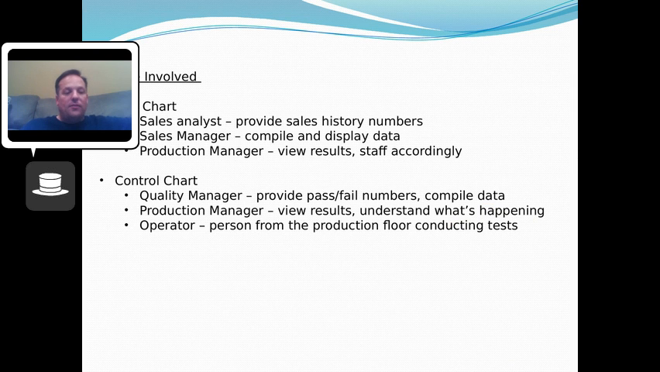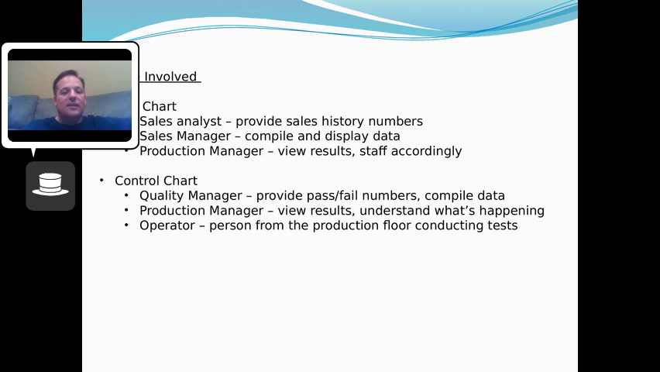The people involved for the run chart, we're going to use the sales analyst. He or she should be able to provide the sales history numbers, how many units have been sold over what different months and what years and all that. Historical data can be pulled to do that. Sales manager should be the one who compiles and displays this data, puts it into the format that's easy to read, easy to interpret, easy to understand. And then the production manager needs to view these results so they could staff accordingly. Is it a busy time of year? I need more people. Slower time of the year, less people. We'll get all that down into what the outputs are.